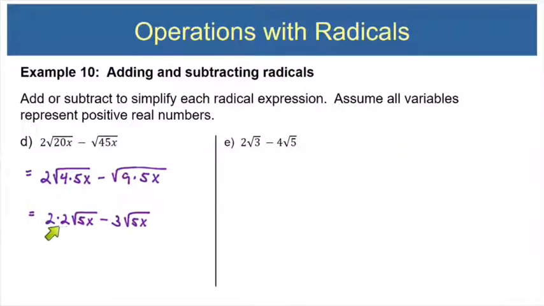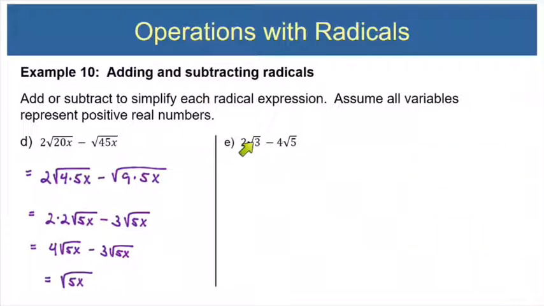Alright, now back to the first term. 2 times 2 is 4. So we have 4 square root of 5x minus 3 square root of 5x, and of course 4 minus 3 is 1. So we end up with 1 square root of 5x, but remember we don't have to write the 1 when 1 appears as a coefficient.